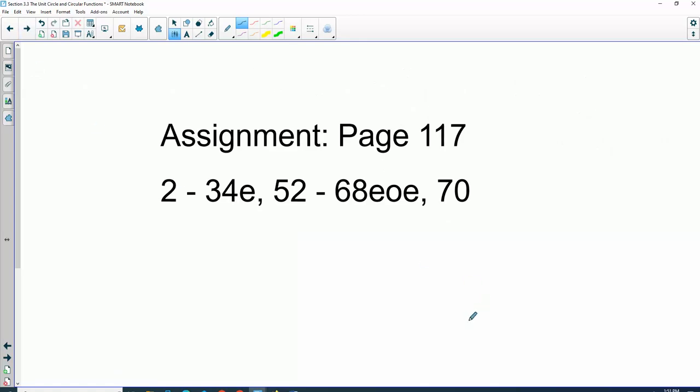So here is your assignment. 2 through 34 even, 52 through 68 every other even, and 70. Tomorrow we are going to review. I probably won't collect this until the end of class tomorrow, so if you need a little more time, you can work on it a little bit. I am also going to give a review handout tomorrow as well, so it'll kind of be a little bit of class review and then some extra practice for you guys. Book problems due at the end of class, and then quiz on Friday.